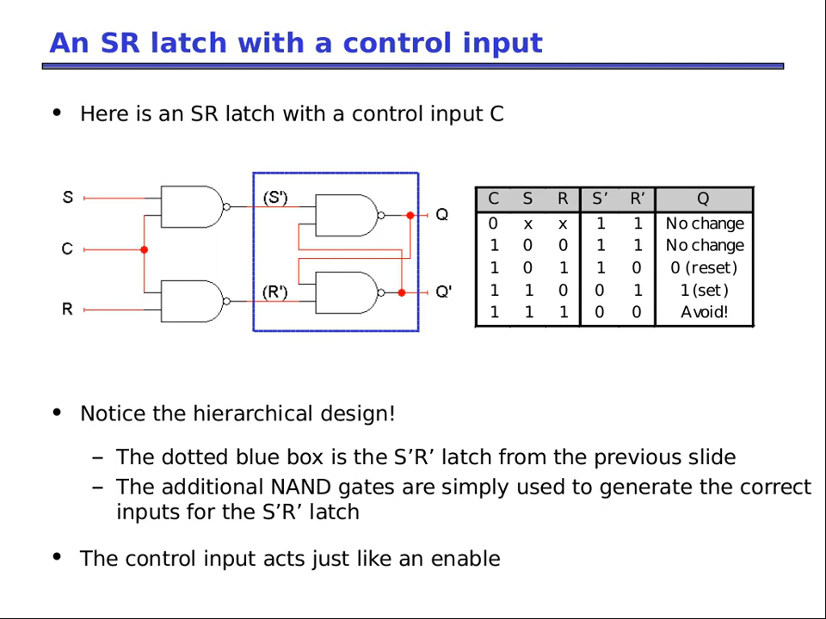So if control is 0, it doesn't matter what S and R are. It's just going to hold, no change, right? And then if control is 1, then it's going to behave just like an SR latch, because you're basically inverting S and R and then going into the S naught R naught latch, which inverts it again and then becomes an SR latch.